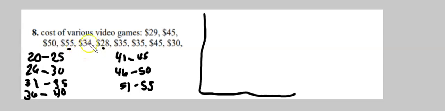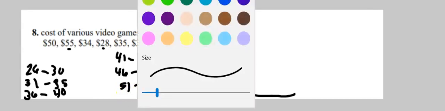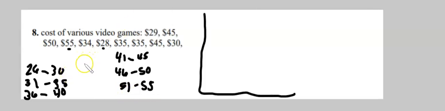So what I decided to do was to count by 5. So I put them into groups of 5. And since my smallest number is 28, I actually do not need 20 to 25. I just need to start with 26 to 30. So I have 26 to 30, 31 to 35, 36 to 40, 41 to 45, 46 to 50, and 51 to 55.